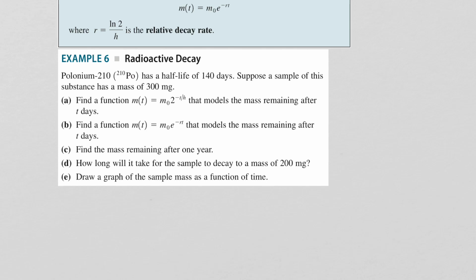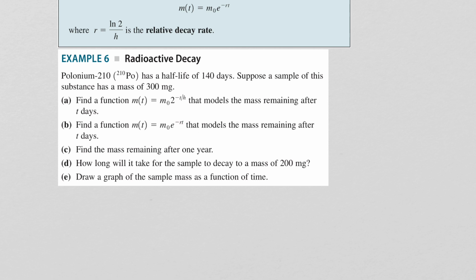So here we have polonium-210, and this substance has a half-life of 140 days. Suppose a sample of this substance has a mass of 300 milligrams. Find a function m of t equals m naught times 2 to the negative t divided by h, and then also find a function m of t equals m naught times e to the negative rt.